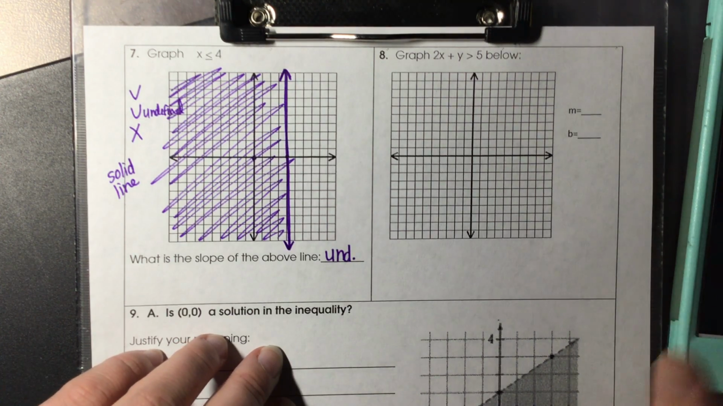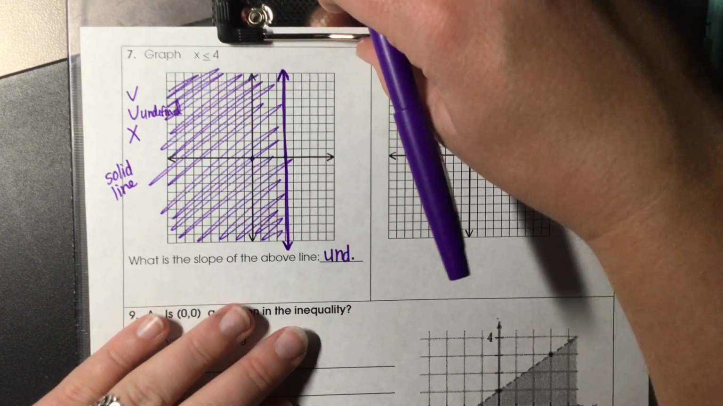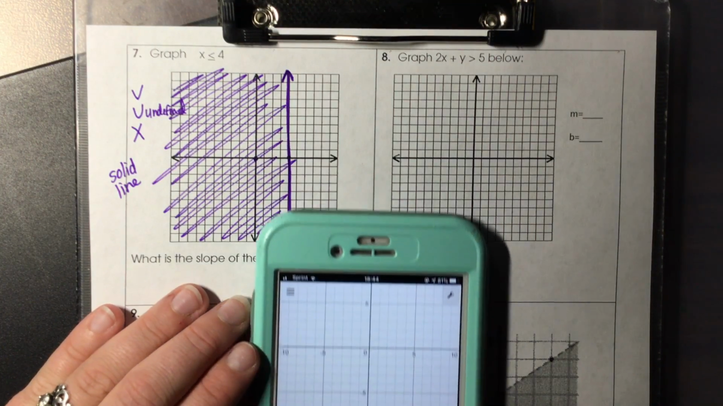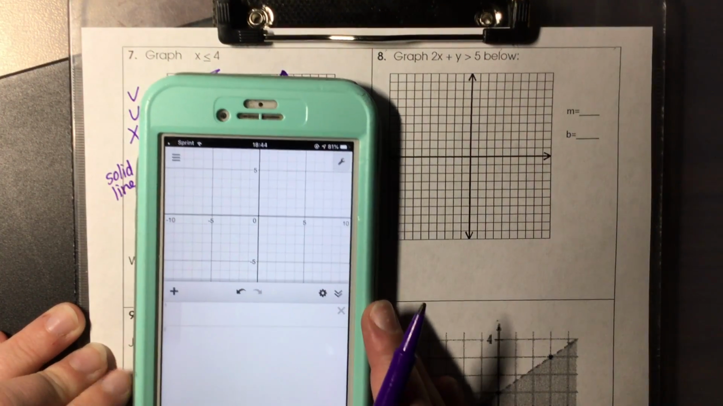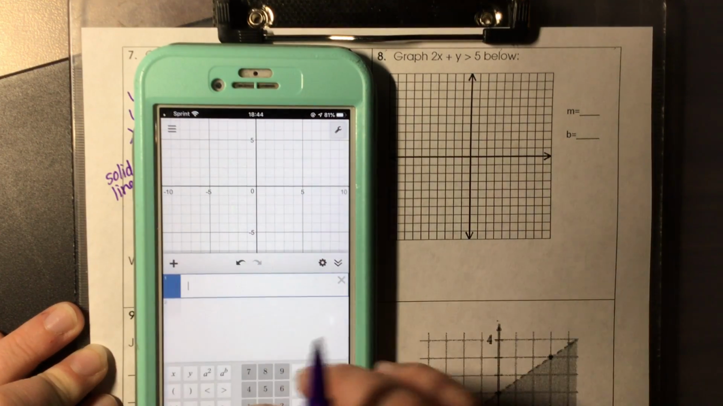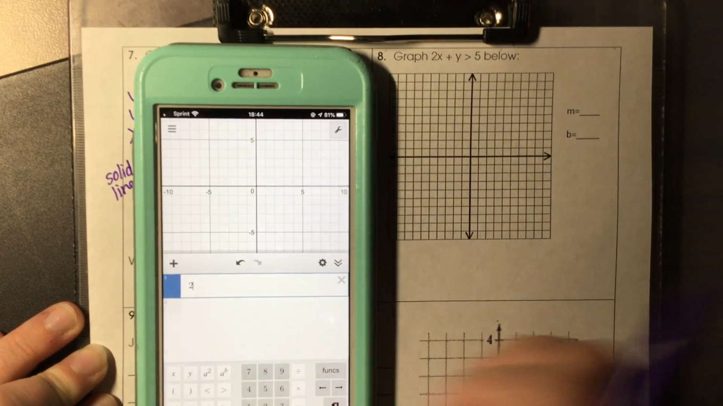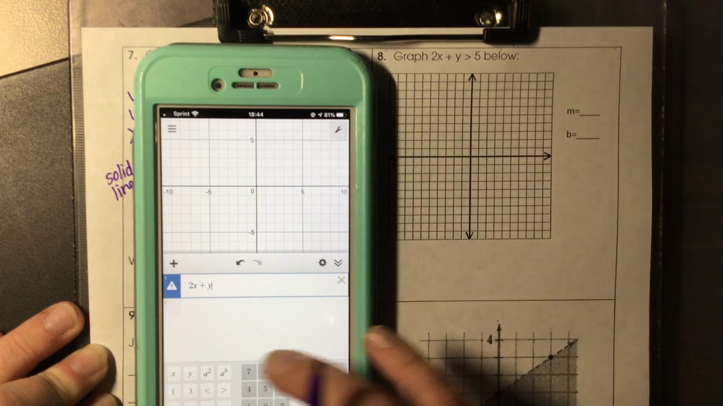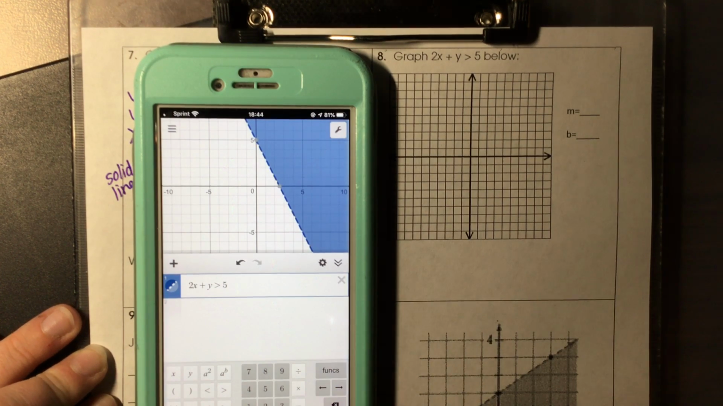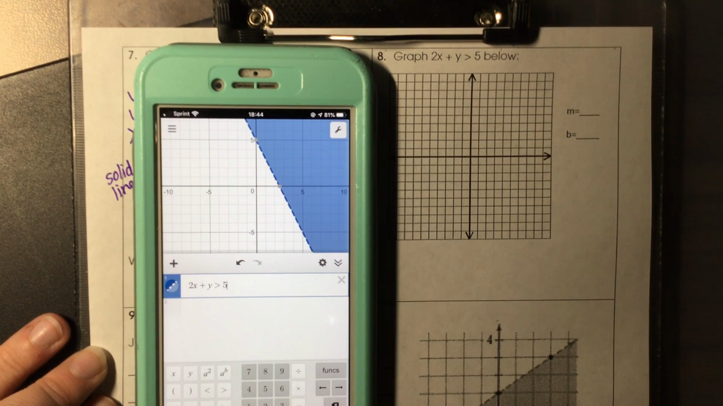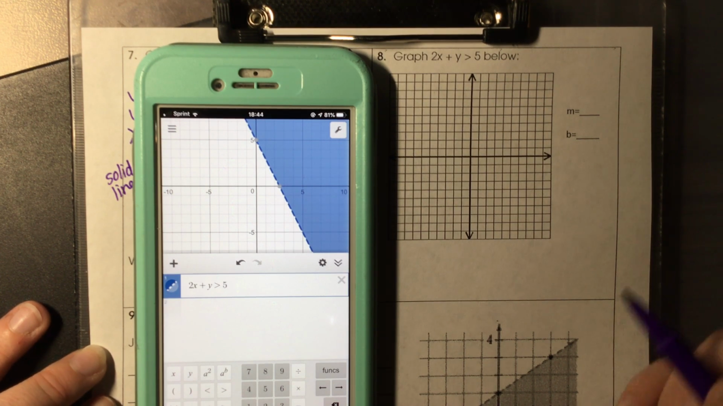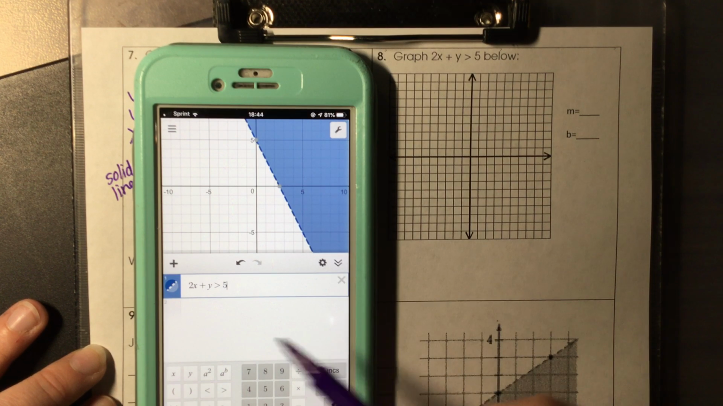Now onto this next part, I've got to graph the next piece here. Using Desmos, I can plug that equation in. I get 2x plus y is greater than 5. Now I can see what I'm working with.